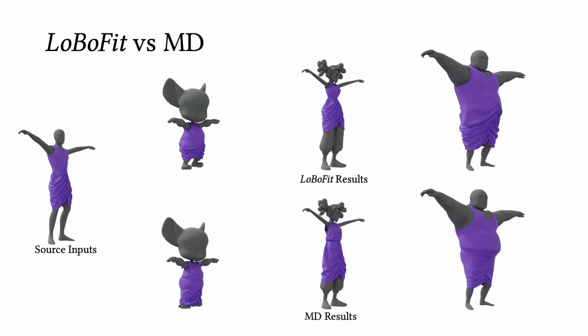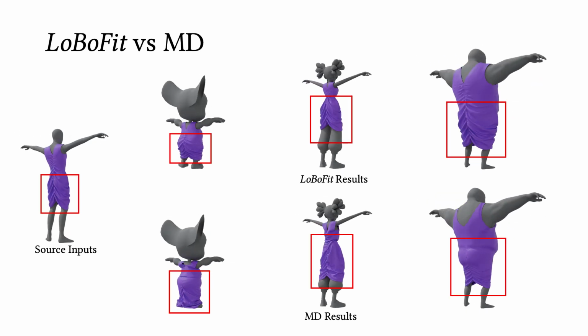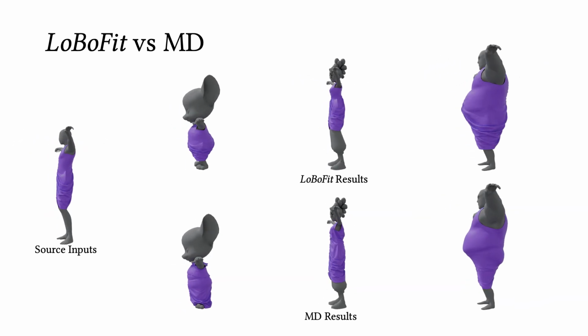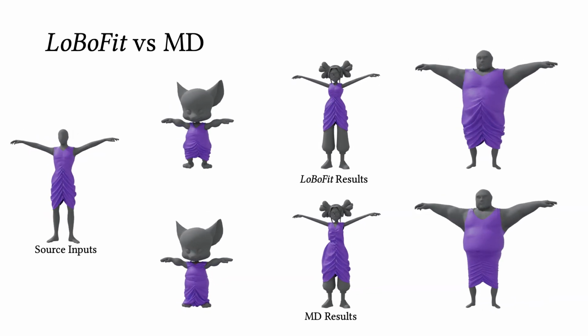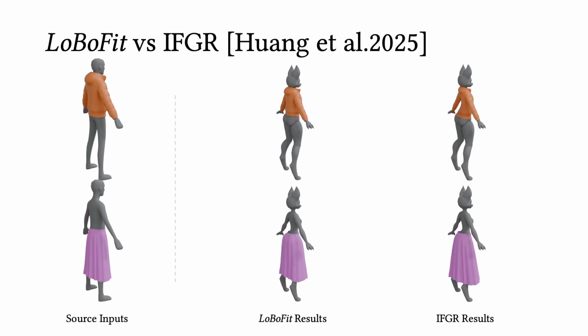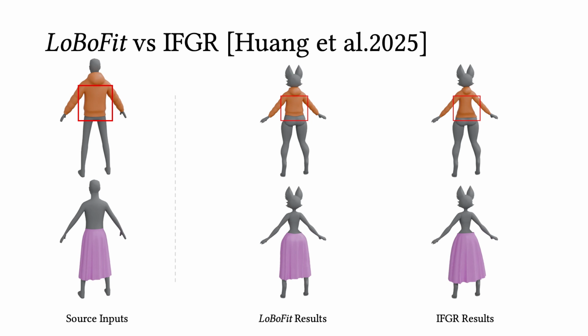Next, we benchmark LoBoFit against two state-of-the-art baselines. We compare our method with Marvelous Designer's refitting tool. Direct redraping often changes how the garment sits on the body, but our LoBoFit preserves the original correspondences, fit style, and fine wrinkles. We also compare our method with IFGR, a recent research approach for garment refitting.